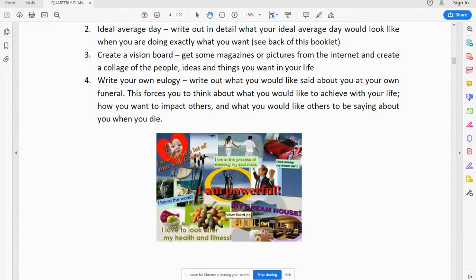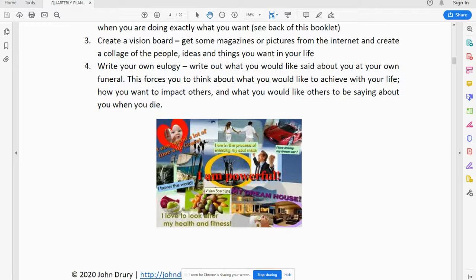Or you can write a eulogy. Imagine your funeral, not pleasant, but imagine your funeral a long time from now. And what would you like said about you by people that are close to you? What's going to be said about what you did, who you are, the person you've become? What's going to be said at your funeral about you? That's a lot. Depends a lot on the decisions you make today.